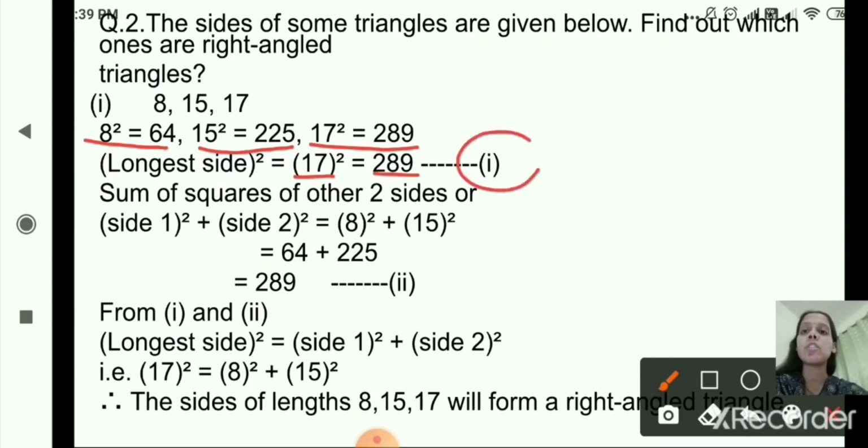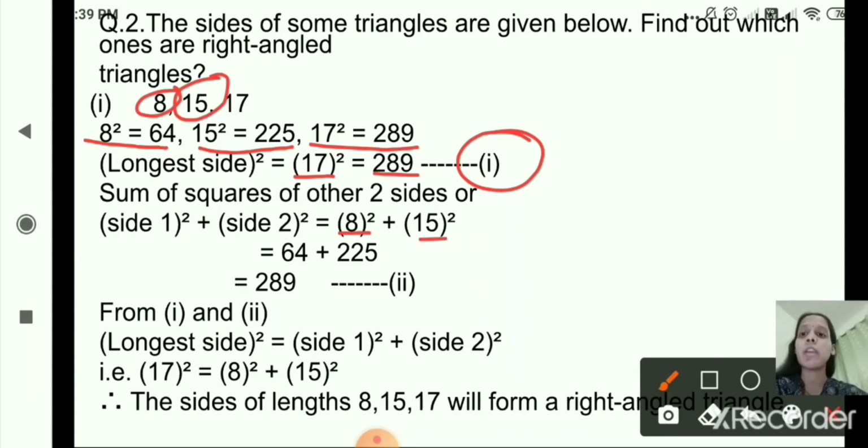So this is the first statement. What is the first statement? Longest side square, that is 17 square, is equal to 289. Now the second statement, how will you find the second statement? I have written two statements here. You will write down only one, sum of squares of other two sides, or you can use side 1 square plus side 2 square. No need to write down both. So what is side 1 and what is side 2 here? Side 1 is 8 and side 2 is 15. So 8 square plus 15 square.